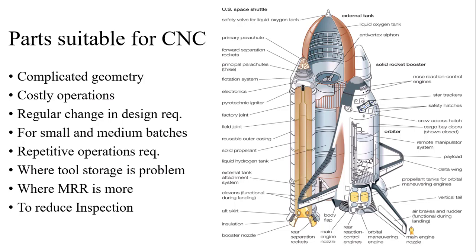For smaller and medium batches: earlier there was mass production or intermittent production, but nowadays we believe in batch production. So CNC machines are widely used for smaller and medium batches, where repetitive operations are required, in which humans get bored, but a CNC can never get bored. Clear? We also use CNC where high MRR is required. MRR stands for material removal rate. And the last one is to reduce inspection. In those cases, we use CNC machines.